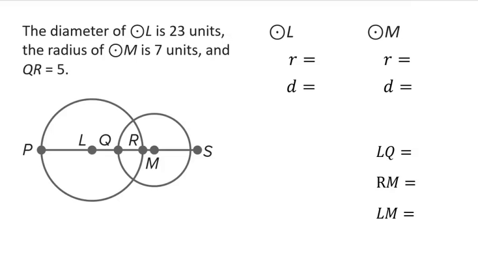Let's go ahead and take a look at what we have going on. It says the diameter of circle L, don't forget that this is the symbol for circle, is 23 units. The radius of circle M is 7 units. And QR is equal to 5.